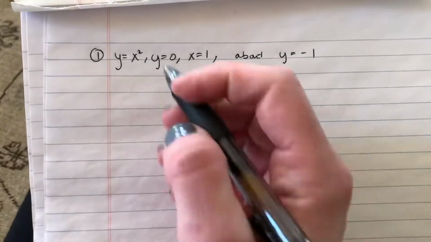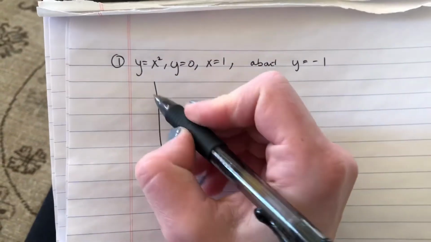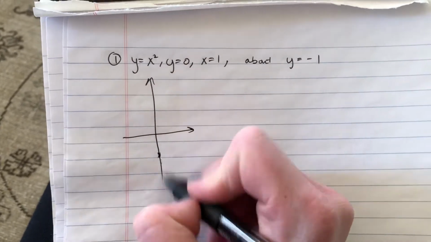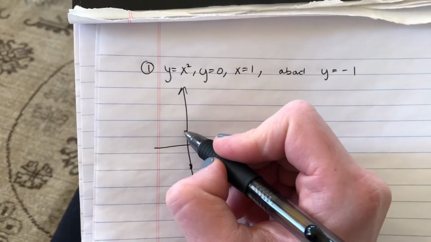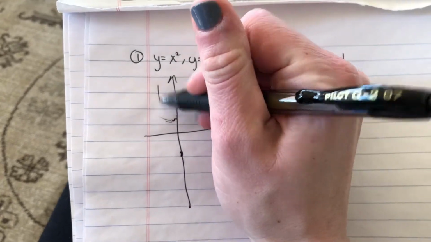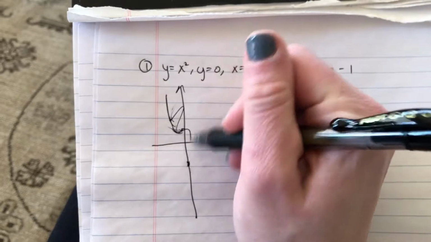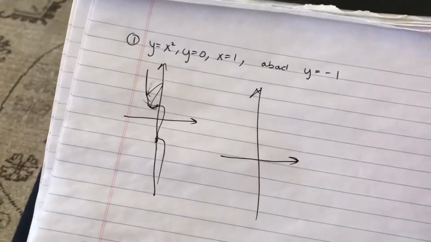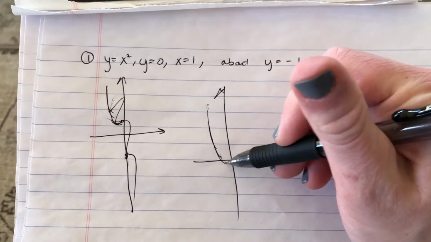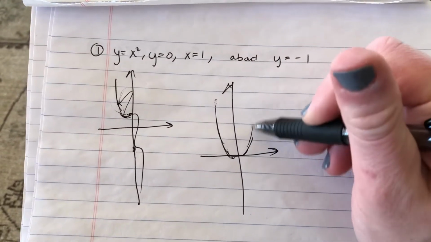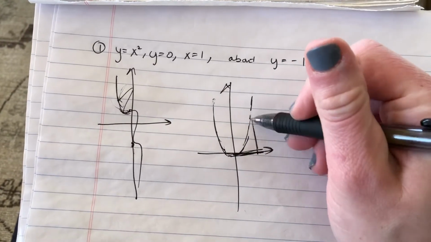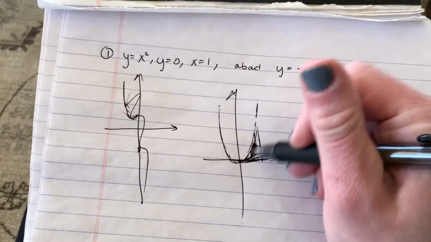Starting with this one, this is paralleling your worksheet, guys, so you could just follow along with that. So again, always draw the region. I want to go y equals x squared, and I'm going to go about y equals -1. So y equals x squared, y equals 0, that's the x-axis, and x equals 1. That's right here. And I'm supposed to go about y equals -1.